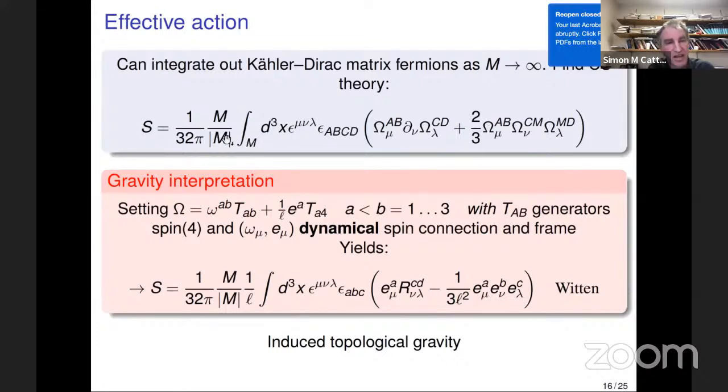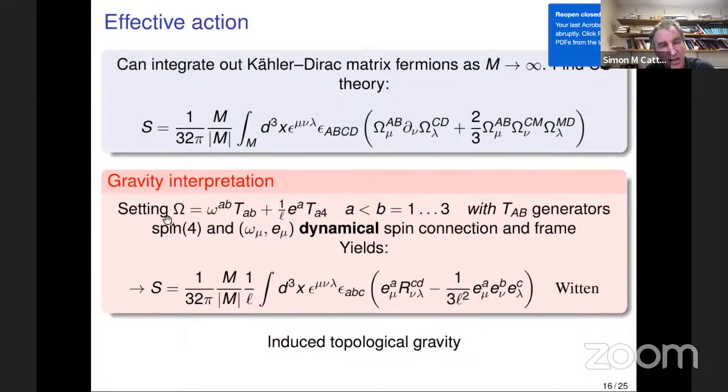And again, the coefficient just depends on the sign of the mass, not on its magnitude. So it's actually mass independent up to a sign. This is not a new story, of course. Something precisely analogous happens when I take Dirac fermions in odd dimensions and integrate them out. Typically with an internal symmetry, I get a Chern-Simons term induced. The difference here is that this particular spin four Chern-Simons theory has an interesting gravity interpretation.